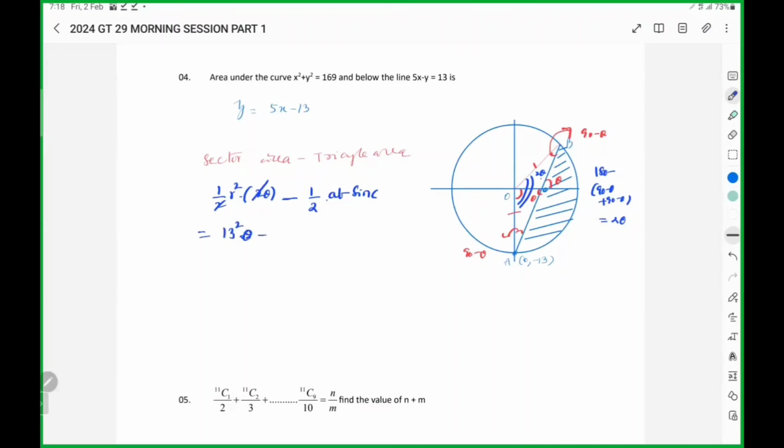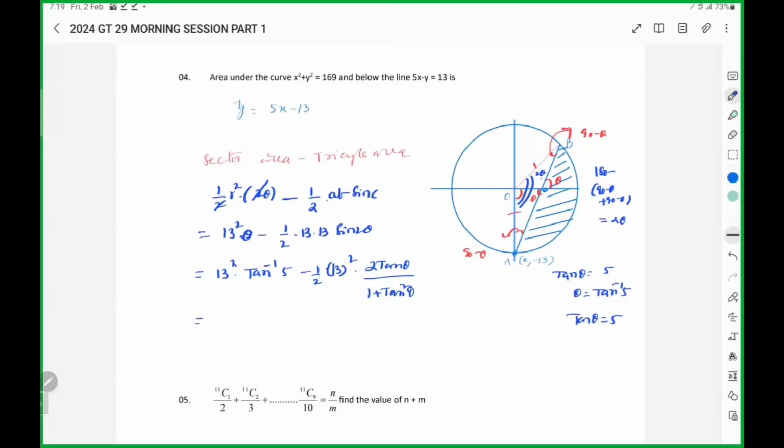Theta here is, let me write as it is. This line tan theta here is 5. Theta is tan inverse 5. AB is 13 sin 2 theta. 13 square theta, theta is tan inverse 5, minus half 13 square. Sin 2 theta is 2 tan theta by 1 plus tan square theta.